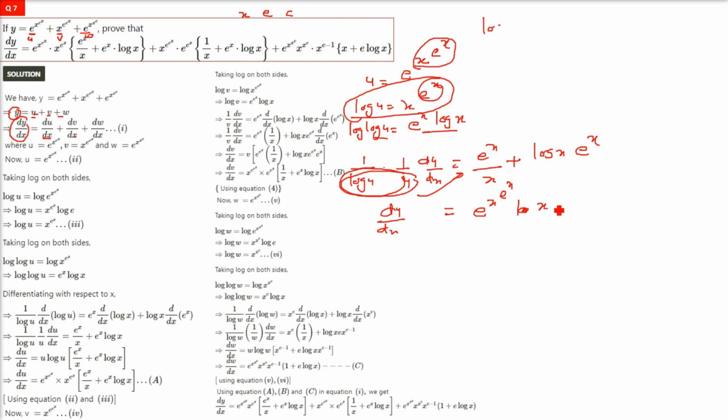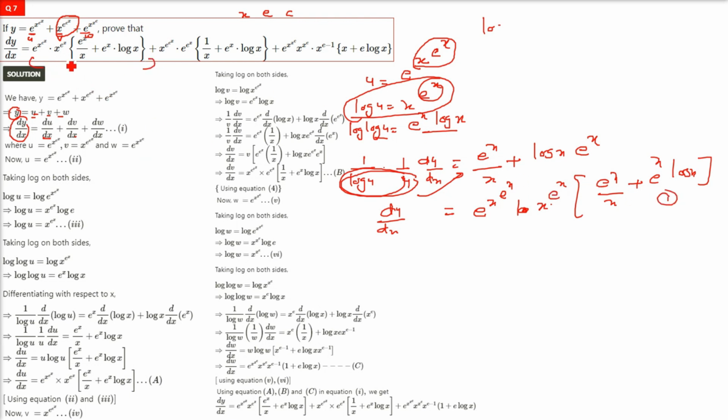So you can just write x e to the power x and the rest will remain like that: e to the power x by x plus log x into e to the power x. I hope you got the idea. First part already done. Second, we will take this one and we have been calling it v. So dv by dx we have to do, and then dw by dx, and then we combine them.